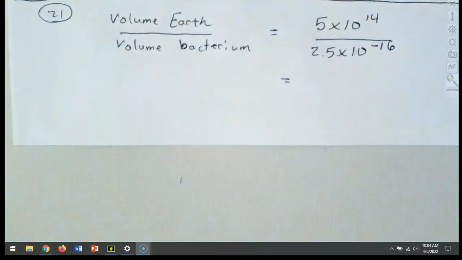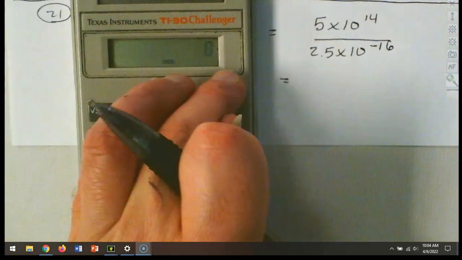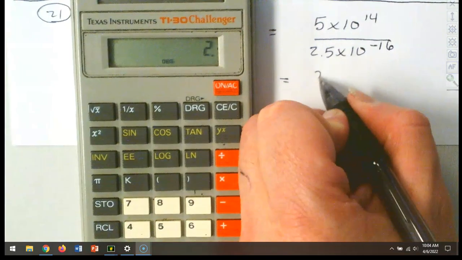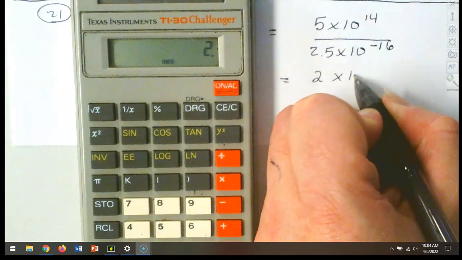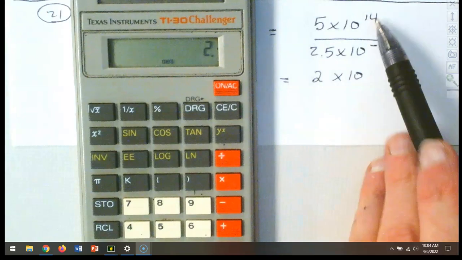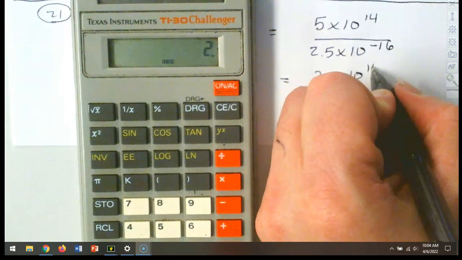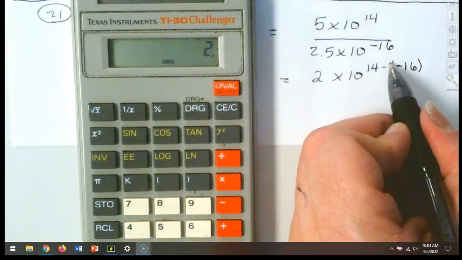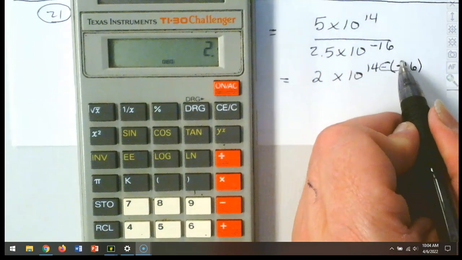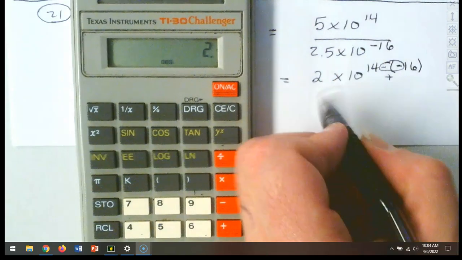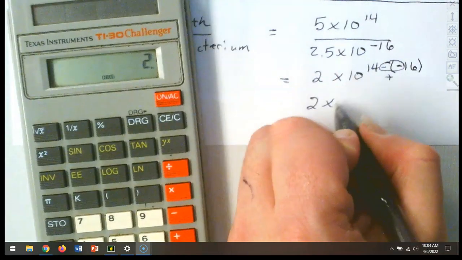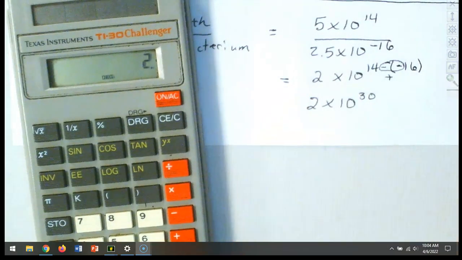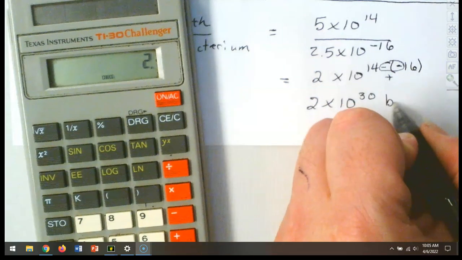Now we divide, and so we'll just do the numbers first. So 5 divided by 2.5 out in front, that comes out to be 2. And then what about our exponents here? We're dividing, so they subtract. And what happens when we subtract a negative? It becomes a what? Positive. So the double negatives here make that positive. And now we are left with 2 times 10 to the 30th power when we add those together. And that's going to be the number of bacteria.